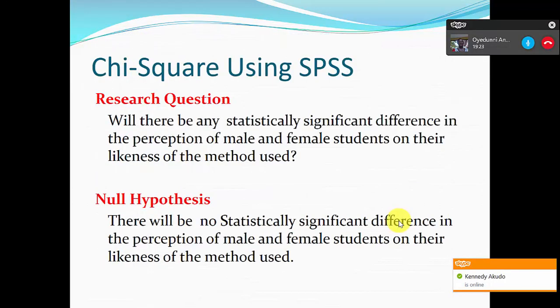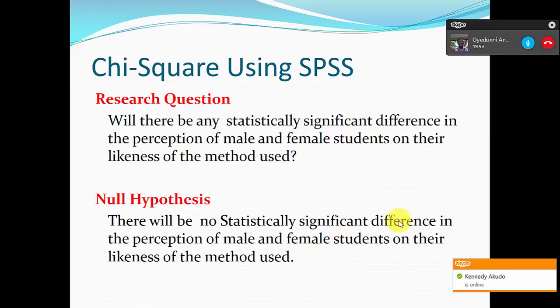Chi-square using SPSS. The research question is, will there be any statistically significant difference in the perception of male and female students on their likeness of the method used? Then we have the null hypothesis: there will be no significant difference in the perception of male and female students on their likeness of the method used.